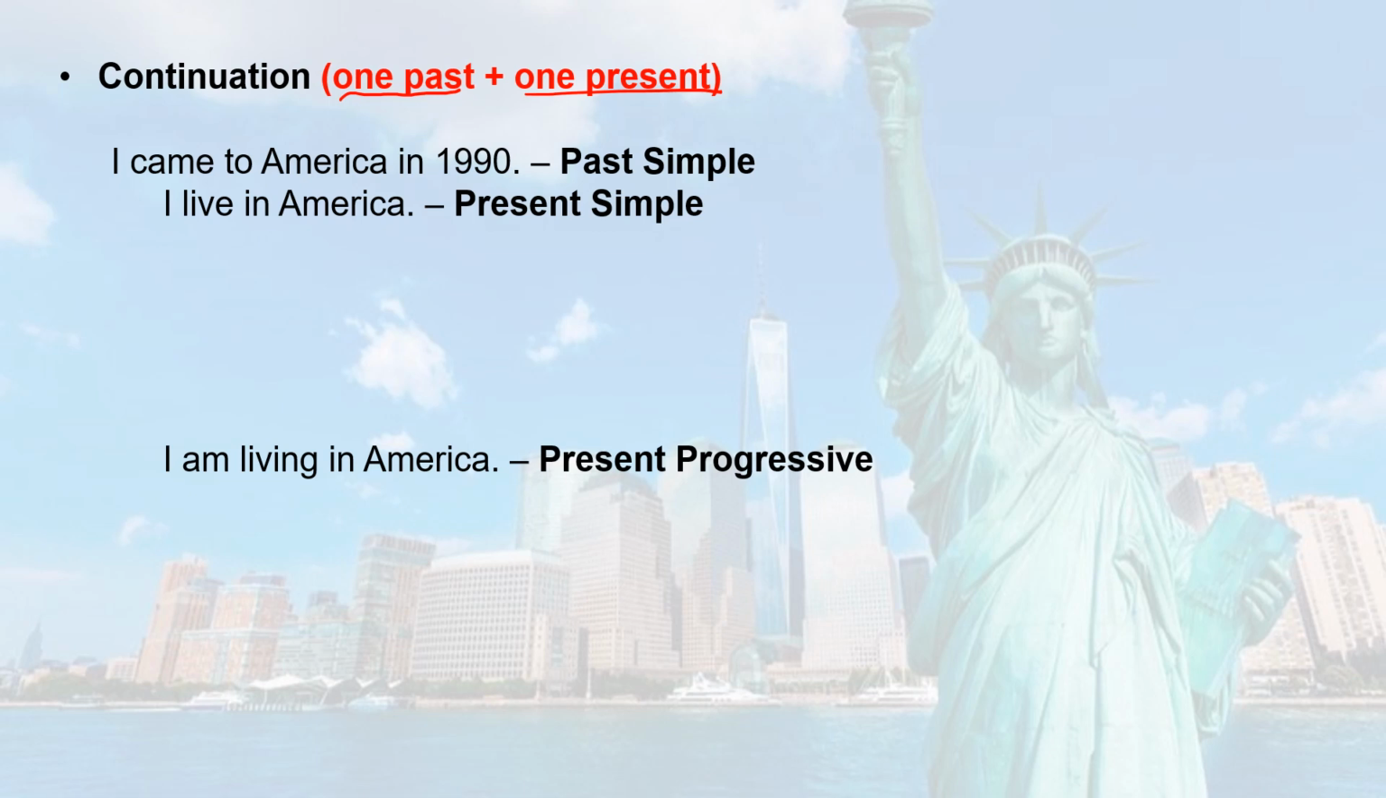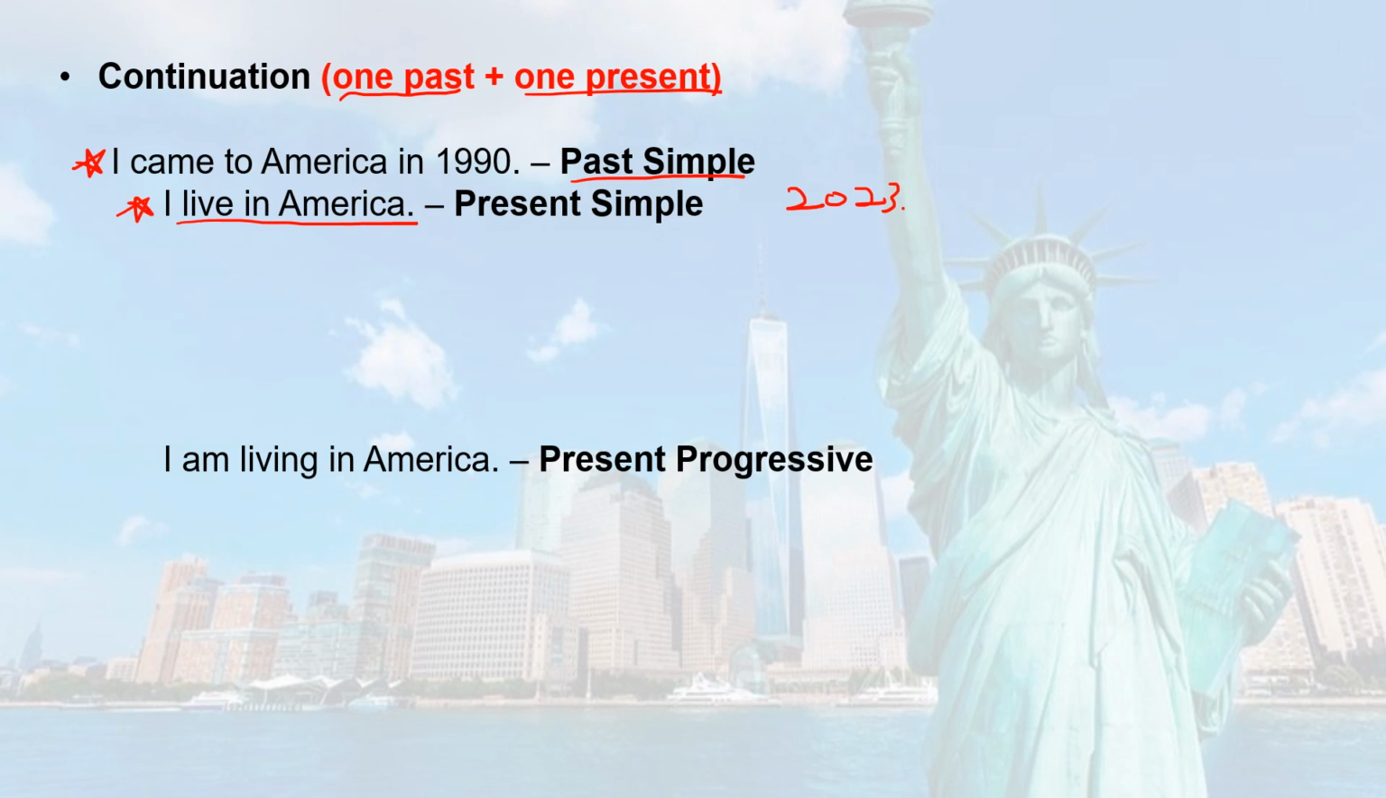For example, I came to America in 1990. So this is past simple. And now I live in America. So this is year 2023. So here one past and one present. You can make present perfect.